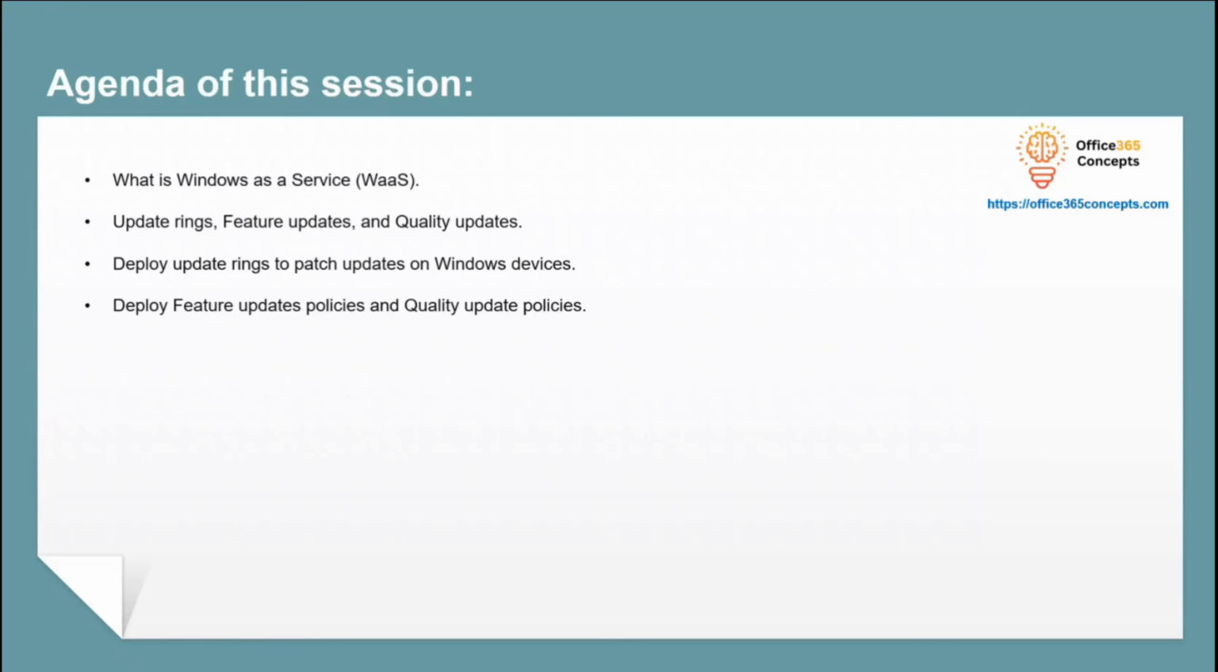We will learn how you can manage updates on the Windows devices with Microsoft Intune. We will talk about update rings. We will talk about feature updates, quality updates. We will talk about all the options of update rings policies in detail. I will demonstrate practically how you can configure update ring policies, how to control feature updates, and how to assign specific quality updates on Windows machines.